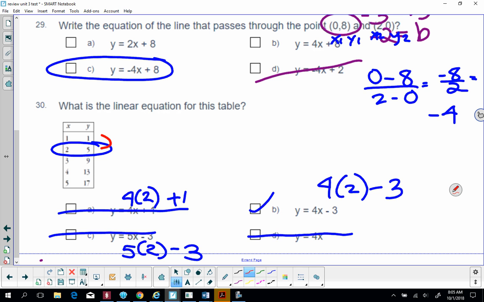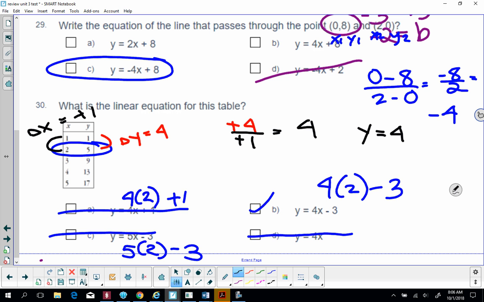The other way you can do it is find the rise over run. So from 1 to 5, what's the change in y? Adding 4. From 1 to 2, what's the change in x? Adding 1. What's 4 divided by 1? 4. And then you can write exactly what we did up here, y equals mx plus b.